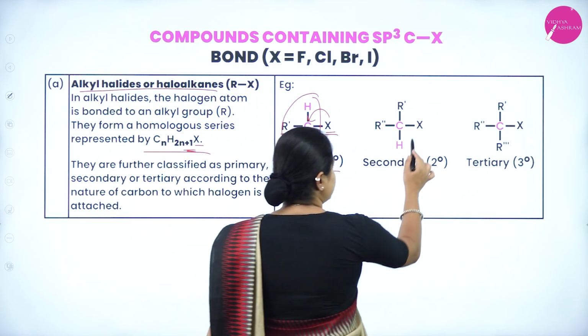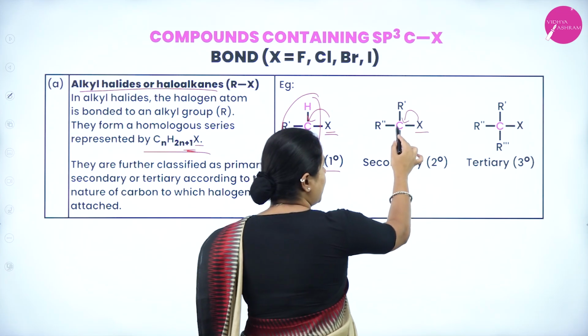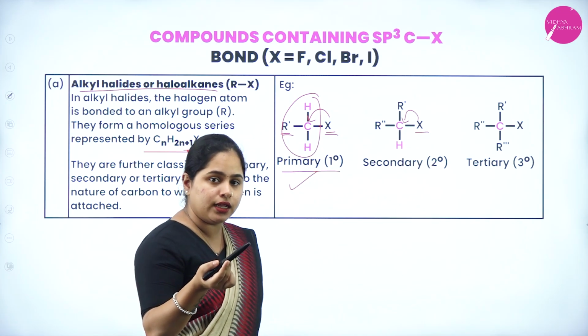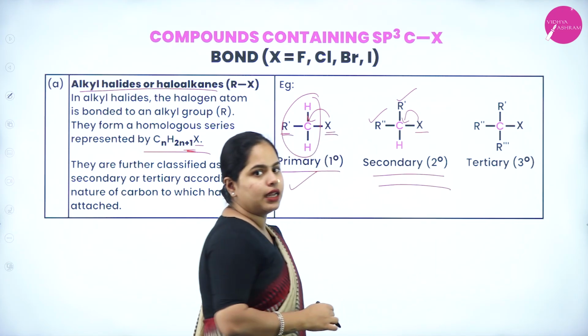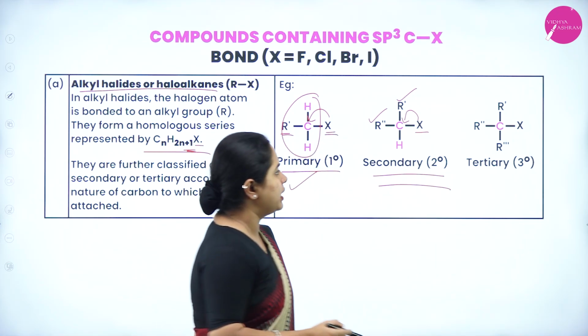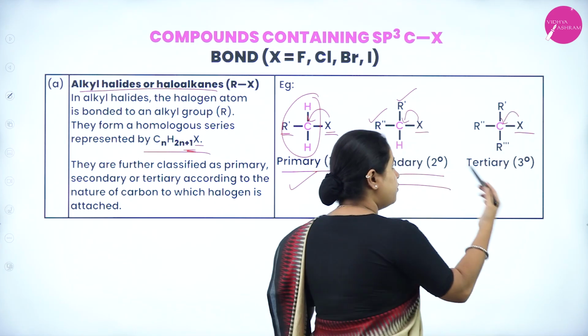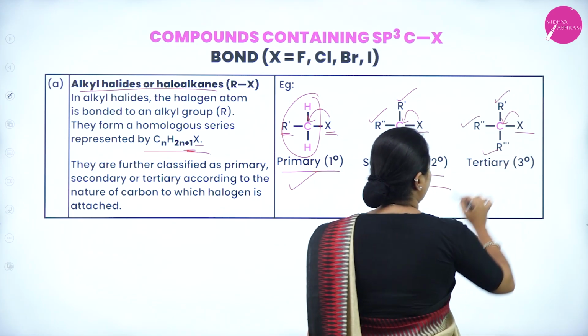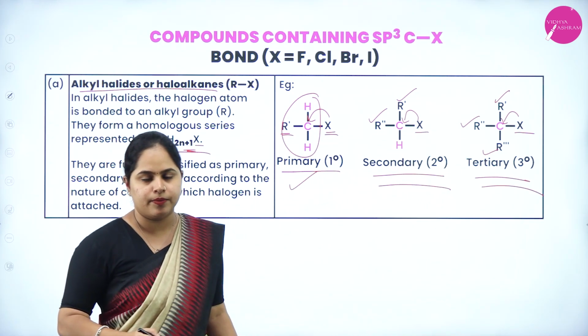Now the secondary: this is your halogen atom, which is attached to this carbon atom. Now this carbon atom is further attached to how many other carbon atoms? 1 and 2. Hence it becomes a secondary haloalkane. I hope it is clear. Now this is the halogen atom which is attached to this carbon atom, which is further attached to 1, 2 and 3 carbon atoms. So this is called a tertiary haloalkane. I hope it is clear.